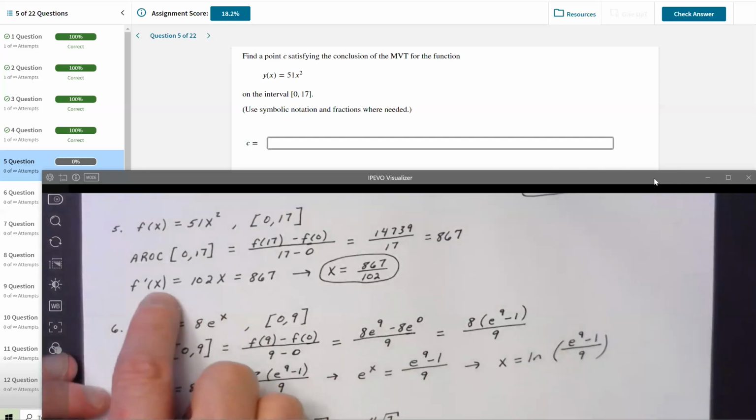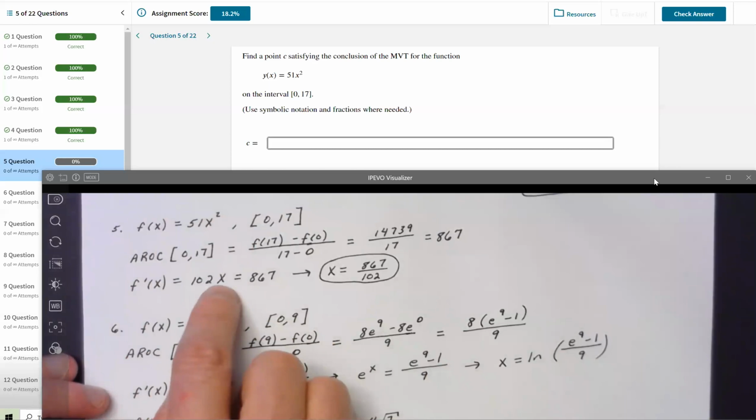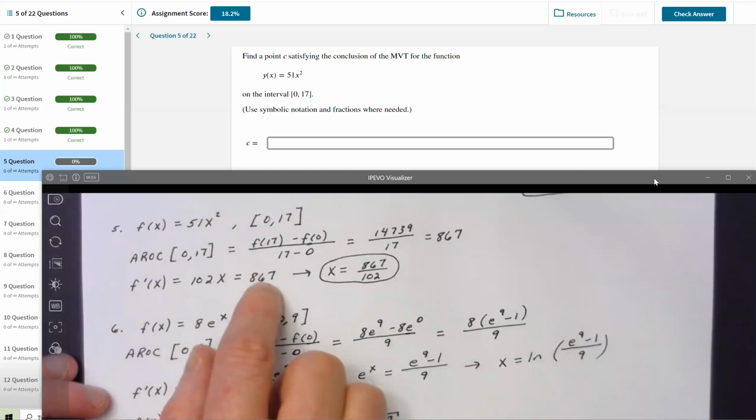In order to find the value x equals c that satisfies the mean value theorem, I took the derivative, which was 102x. I set that equal to the average rate of change.